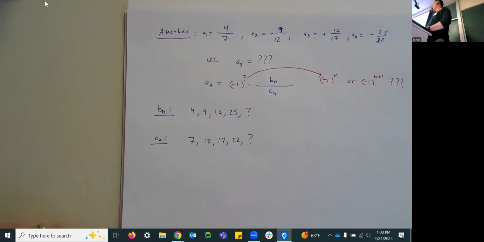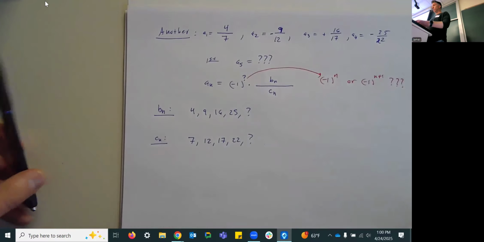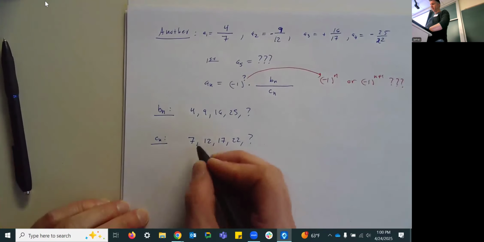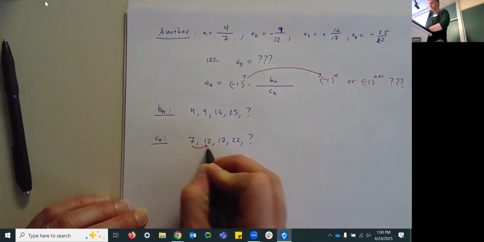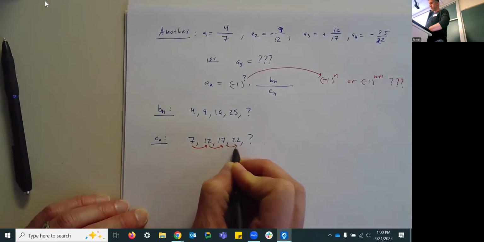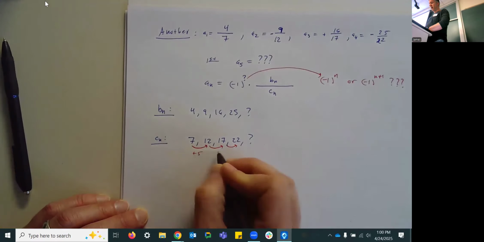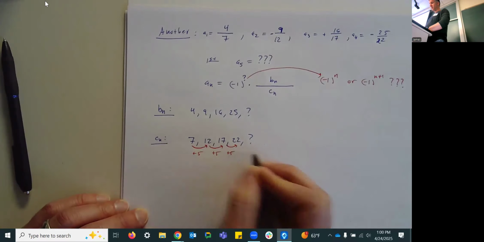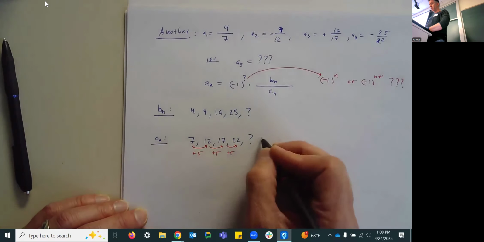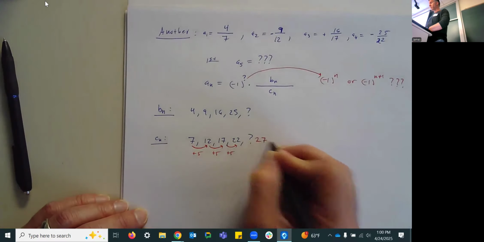All right, let's see what we've got. So I always try to deal with just the easiest part first. And I think the easiest part's the bottom of the fraction, because I can see that for the bottom part, how much are we increasing by each time? It's like 5. So if I had to guess the next term, the bottom part of the next term would be 22 plus 5, which is 27.